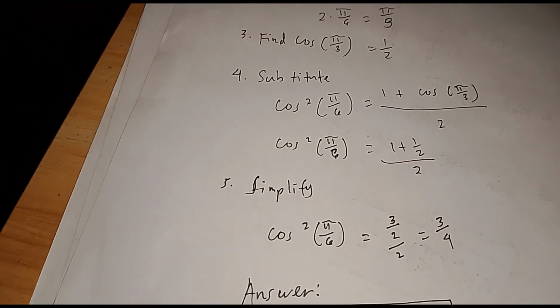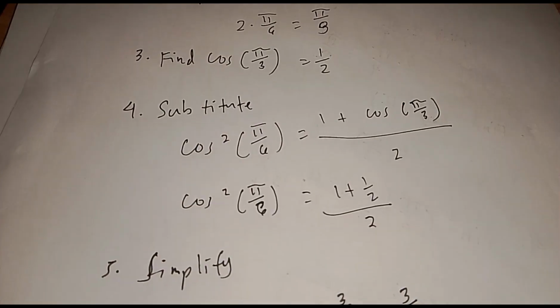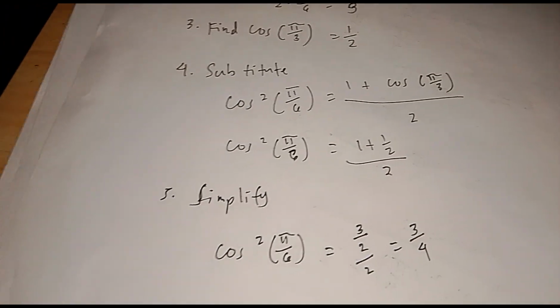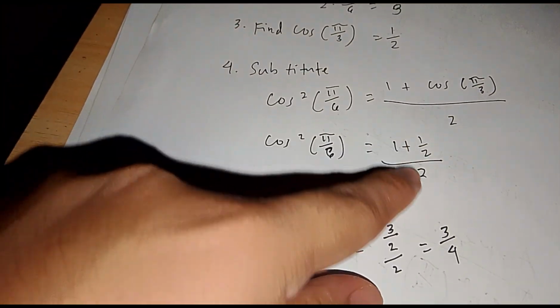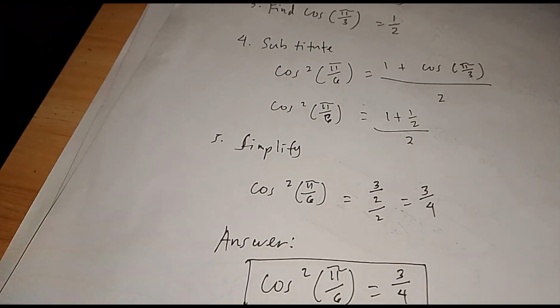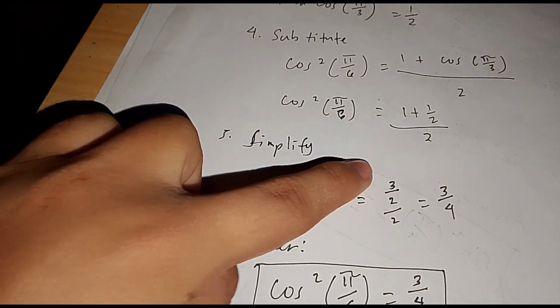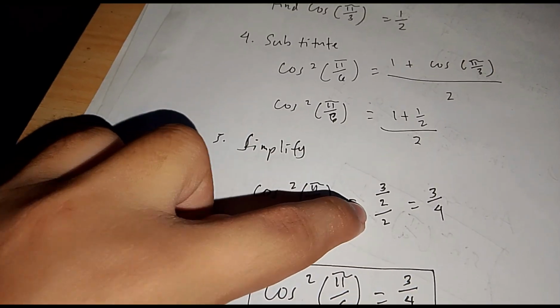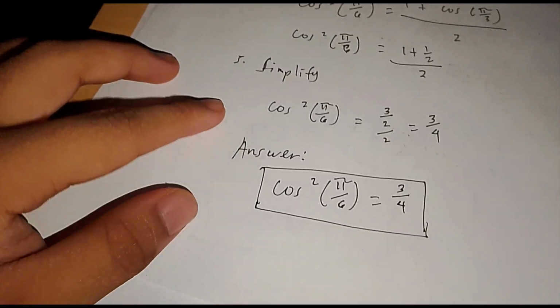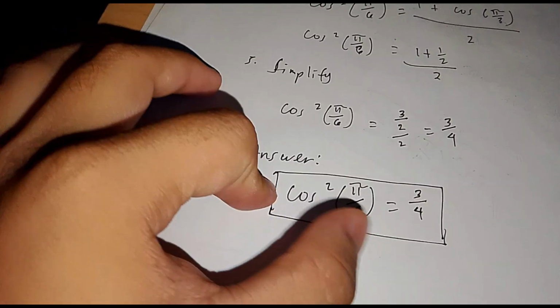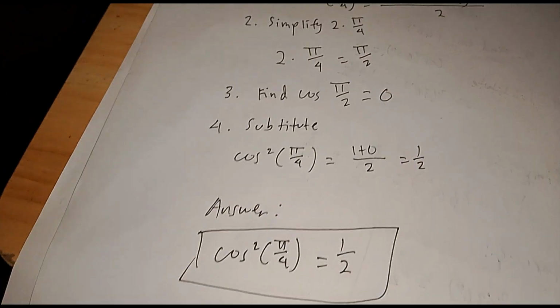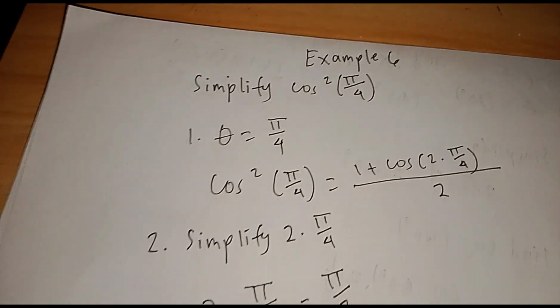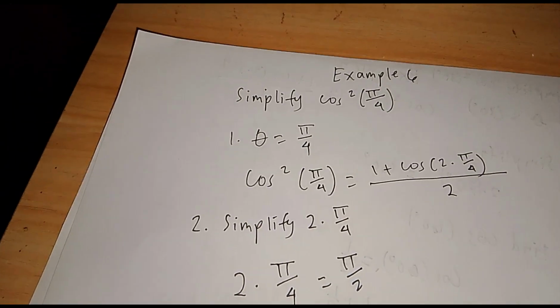Again, write the formula and substitute. It equals 1 plus 1/2 over 2. Simplify, we get 3 over 2 divided by 2 is equal to 3/4. So cosine squared pi over 6 is equal to 3/4. Next, example number 6: cosine squared pi over 4.